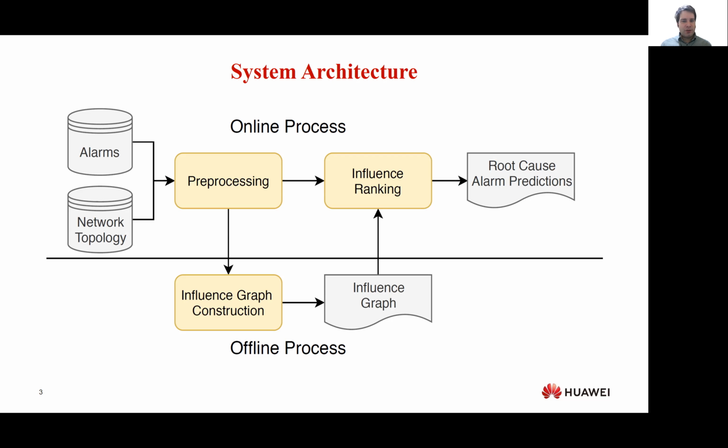In the offline procedure, we use the historical alarms to construct an alarm influence graph. The graph is then used in the online process on the real-time alarm stream to rank the incoming alarms. We then consider the top K alarms as our root cause alarm predictions. To start with, I will briefly present the pre-processing step and then go into more detail about the influence graph construction and the influence ranking.